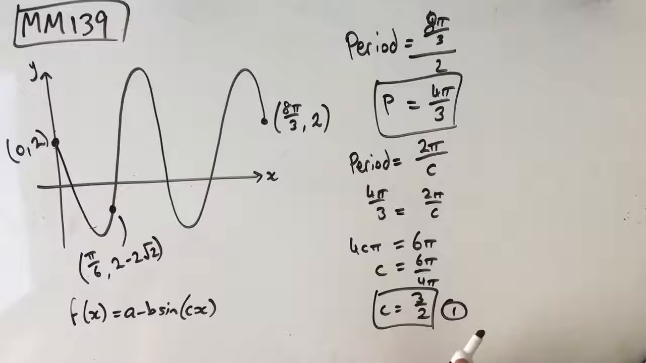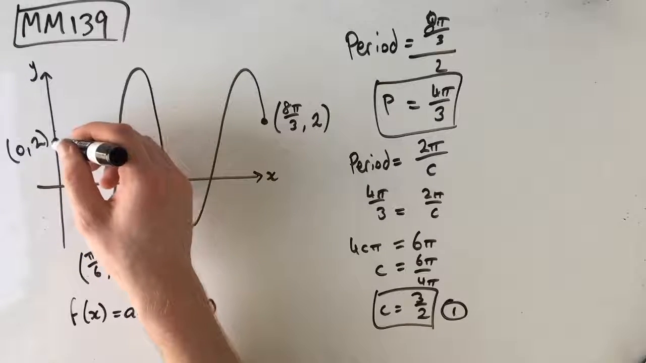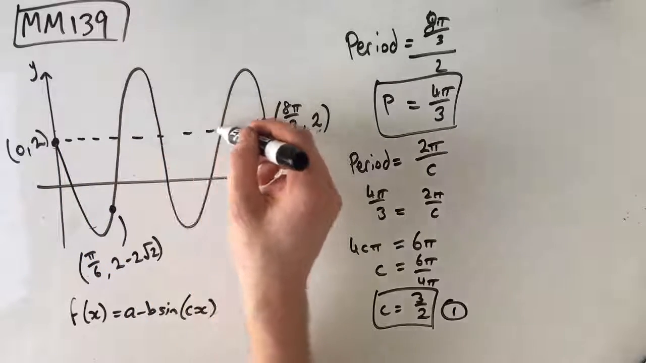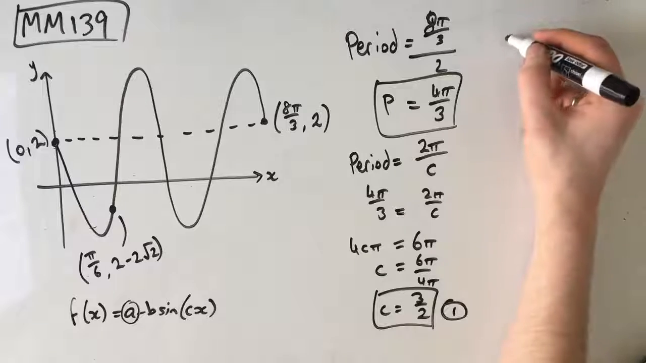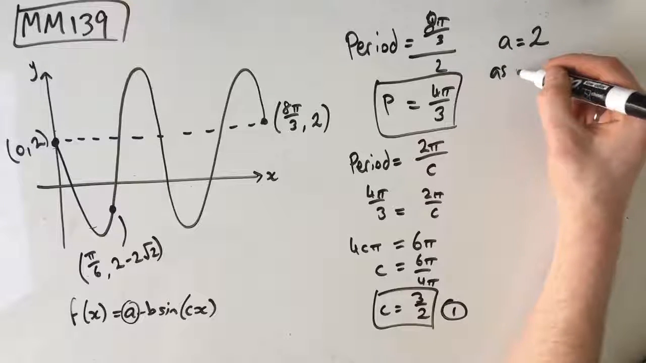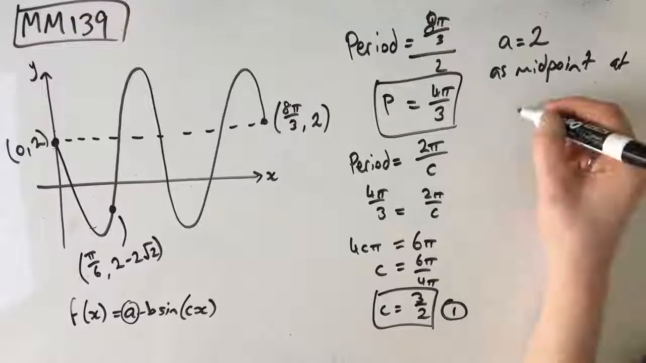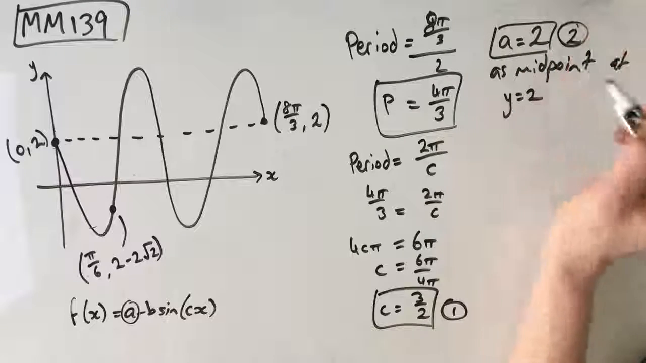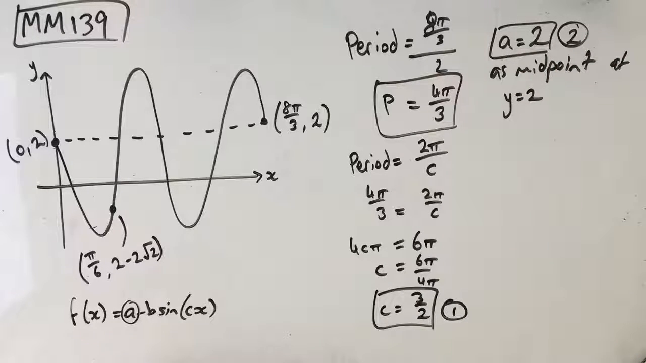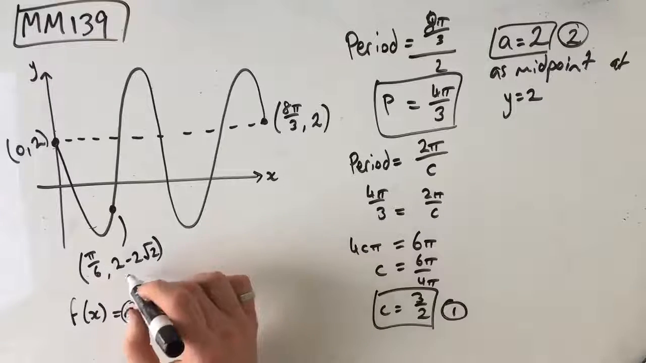So what we need to do now is we can see that our midpoint is at y equals 2, which means that our a value is also 2. 2 as midpoint at y equals 2. That's our second mark.